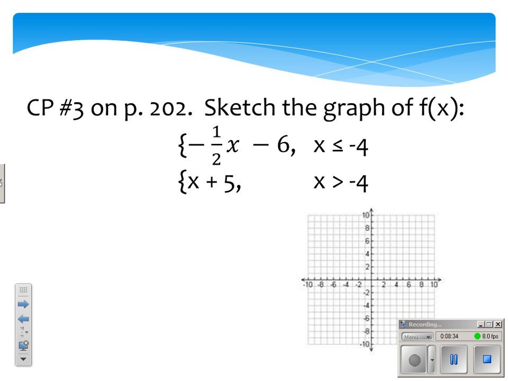Now, checkpoint problem number 3, look to page 202 again. We're going to sketch the graph of f of x, and this is another one of those piecewise ones. For any x values that are -4 or under, we're going to use the function -1/2 x minus 6. If we are looking at a value that's bigger than -4, then we're going to use the bottom function, x plus 5.